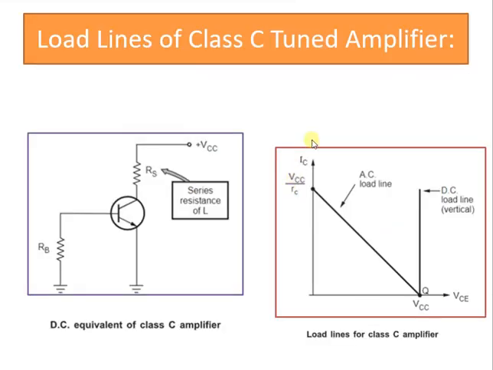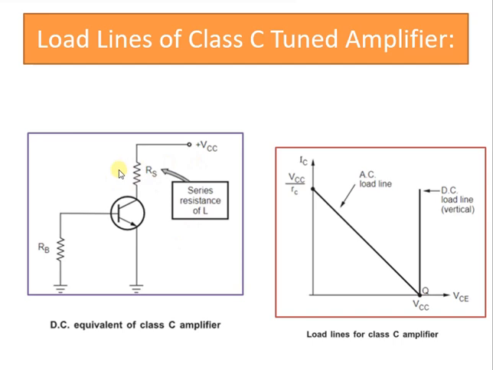Coming to the load lines of the Class C tuned amplifier. Here you can see the DC equivalent circuit of the unbiased Class C amplifier, and the resistance RS is a series resistance of an inductor L. The value of this resistance RS is chosen to be very small, and for the DC the capacitor C will act as an open circuit and will not affect the DC operation.